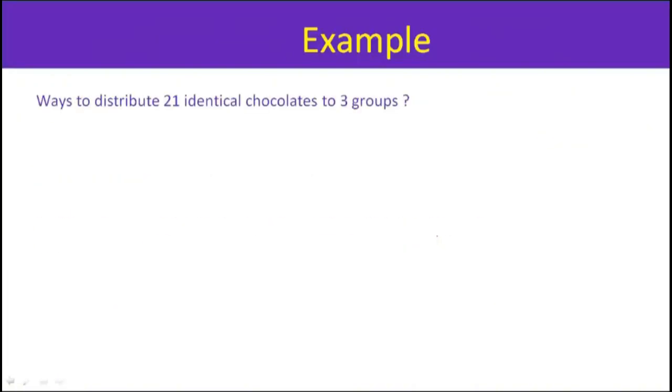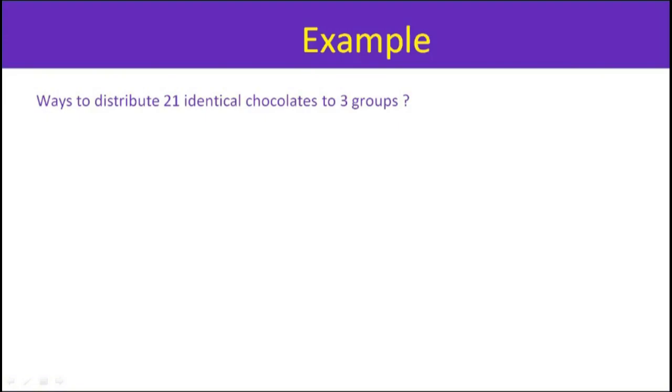Please solve this one. 21 identical chocolates into 3 groups. And I want you to just write the answer directly. I'll give this question as homework because again it is exactly the same. No difference. 21 identical chocolates into 3 groups. The only reason why I included this question is that here there are 3 groups. Right? So the only concept here was group and not people. So when you're saying you have to distribute chocolates into groups, right? You have to make 3 groups of 21 chocolates.